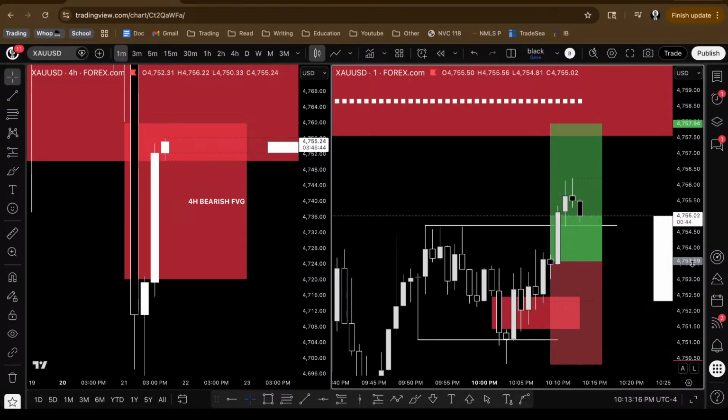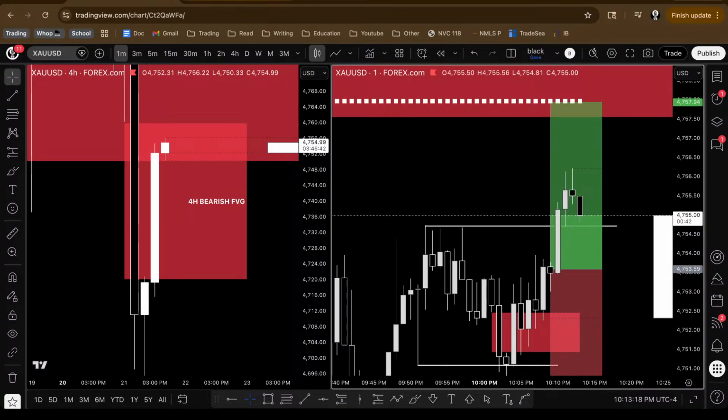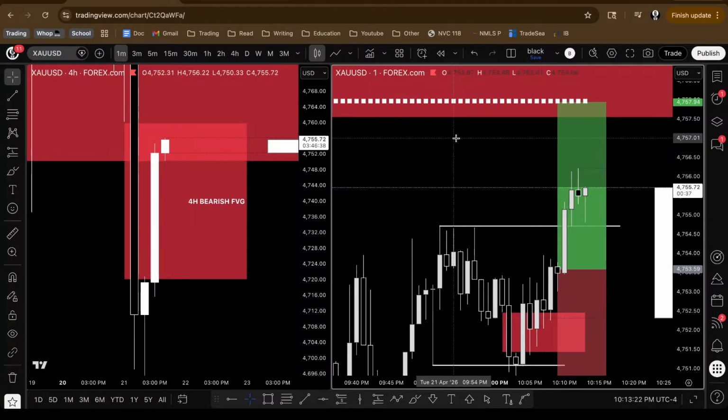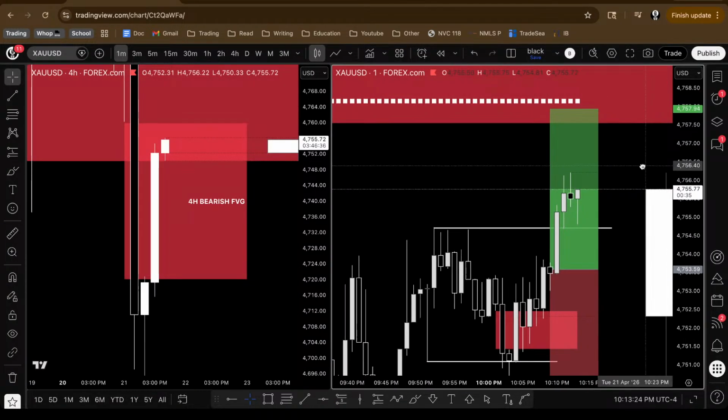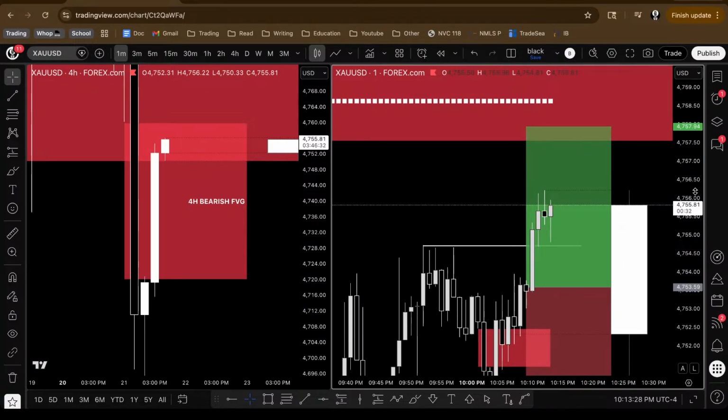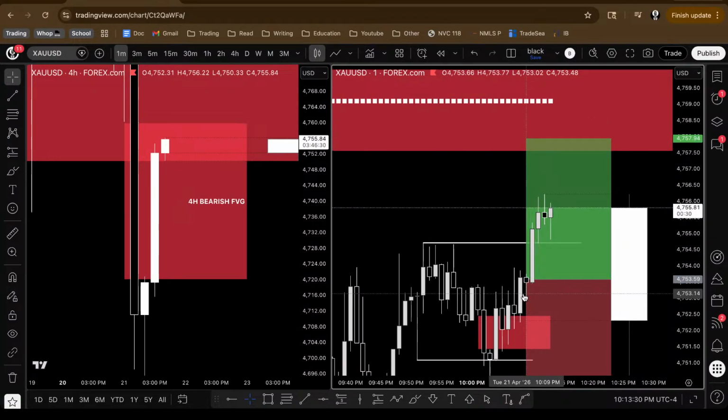Alrighty, boys. What do you guys think of this trade so far? Do you guys think we're going to hit that 1 hour gap? So far, so bullish. Looks good. And then once we hit that gap, I think potentially it might turn around and start looking for some sells, just because that's what the daily is telling us.